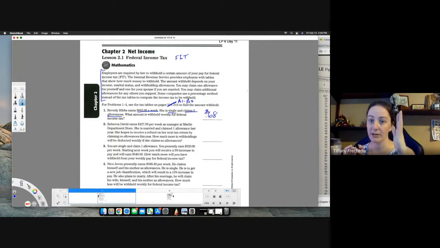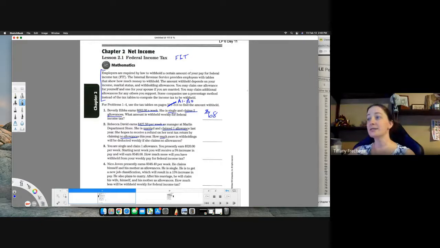Make sure you go down that first column, figure out where it's between, and then you go across and you stop on the allowances row or column, sorry. You stop on the right one. So it'll tell you in here what it's looking for. So Rebecca earns this much as a manager. She is married. She claims 1 allowance last year. She hopes to receive a refund on her next tax return by claiming no allowances this year. How much more in withholdings will be deducted from her weekly allowances?